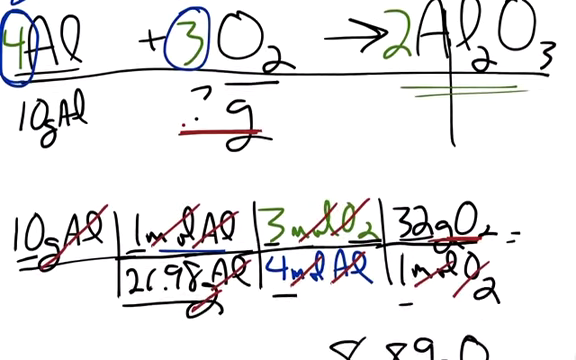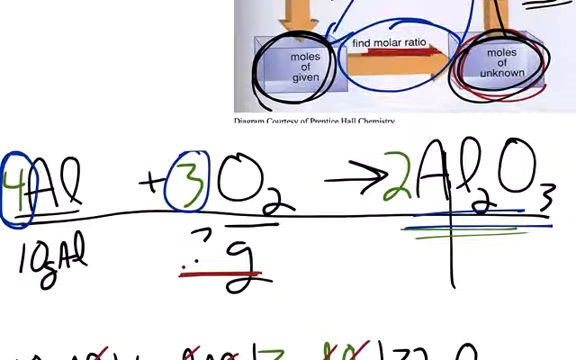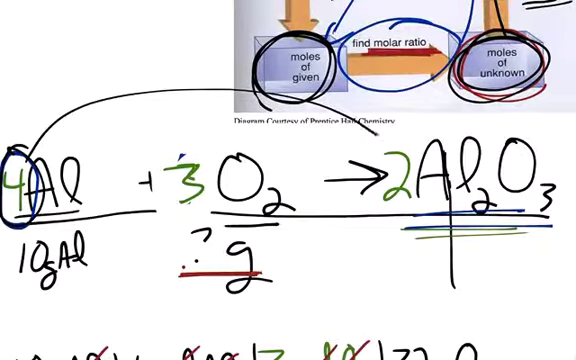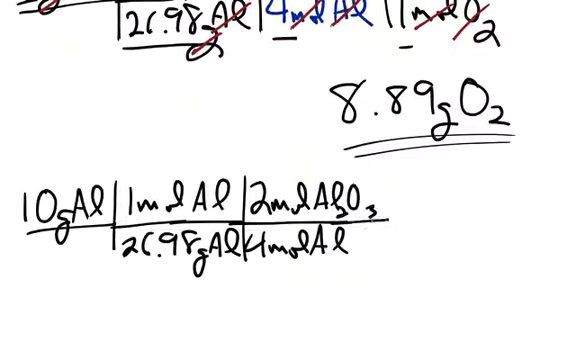Now my next step is going to be different, because now I have a new molar ratio. Now I want to find out how much aluminum oxide I'm going to produce. The molar ratio, I can erase this arrow because that's not what I'm looking at. I don't care about the oxygen now. I need to have it balanced. But what I want to care about is these 4 to these 2. That is my molar ratio. That is telling us that 4 moles of aluminum will react to produce 2 moles of aluminum oxide.